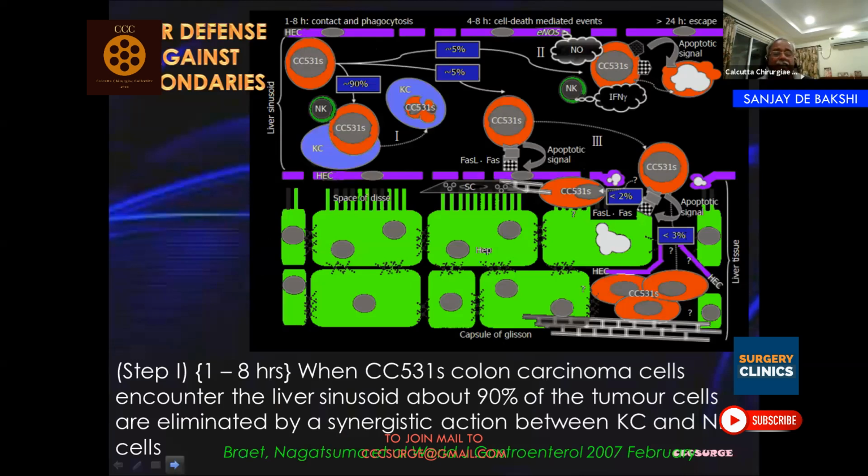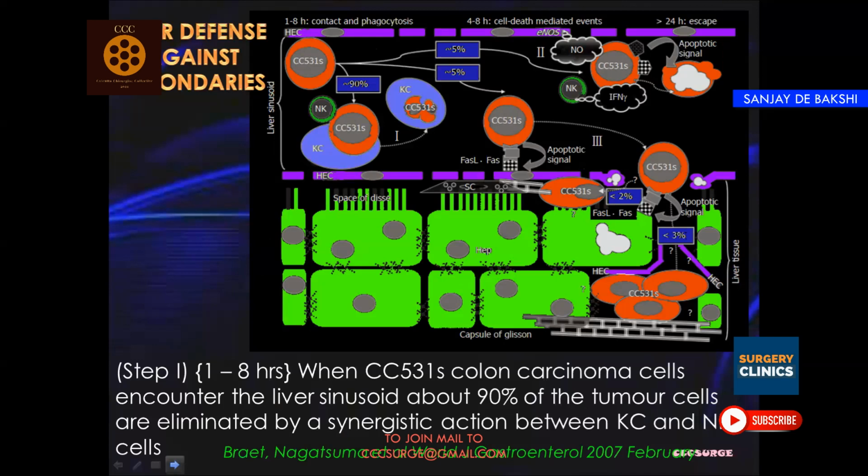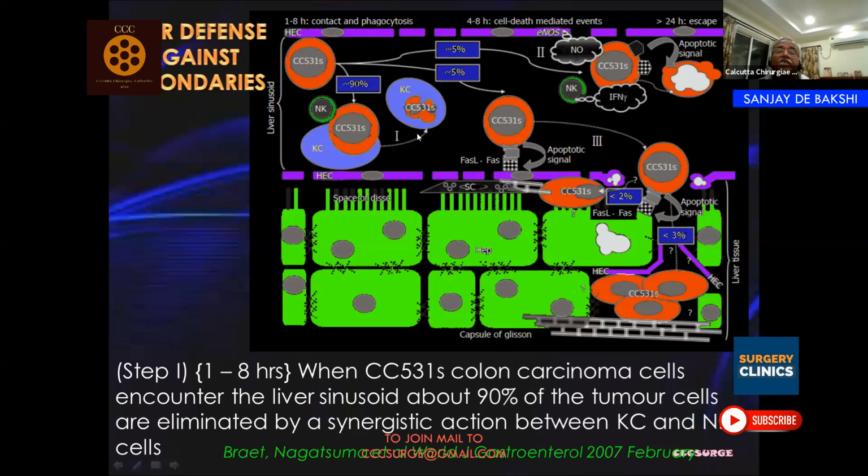And what they said, this was colon cancer in dogs. 1 to 8 hours when colon cancer cells were encountered in the liver sinusoids, 90% of the tumor cells are eliminated by a synergistic action between the Kupffer cells and the natural killer cells. The Kupffer cells digest that, they absorb the cancer cells and they destroy it. The natural killer cells use IFN gamma and nitrous oxide, and they induce apoptosis. So 90% of tumor cells are eliminated. Okay, so that's 1 to 8 hours.